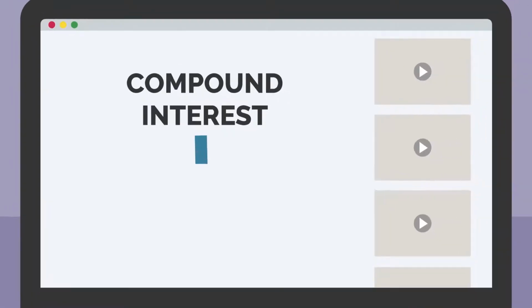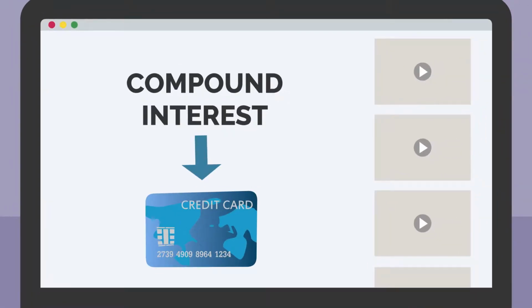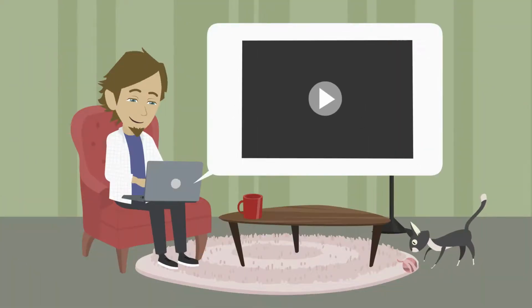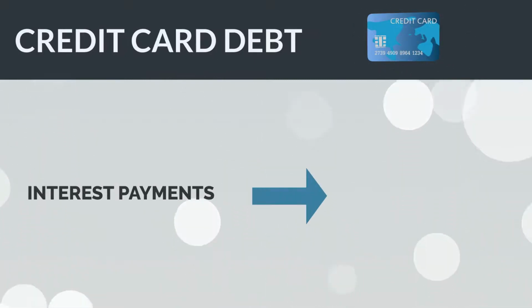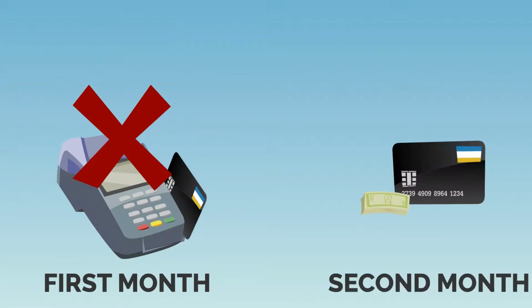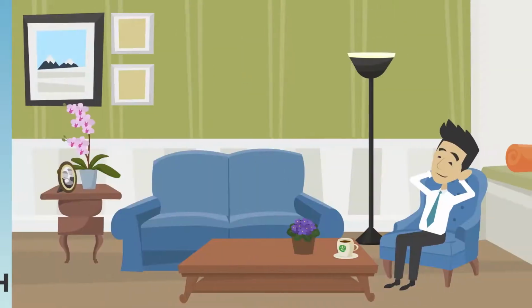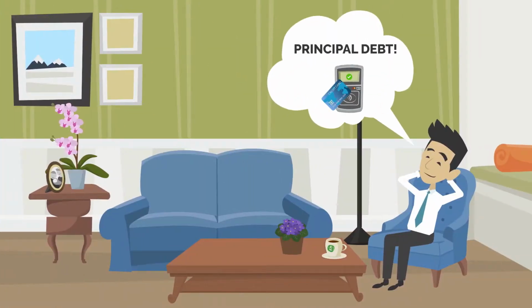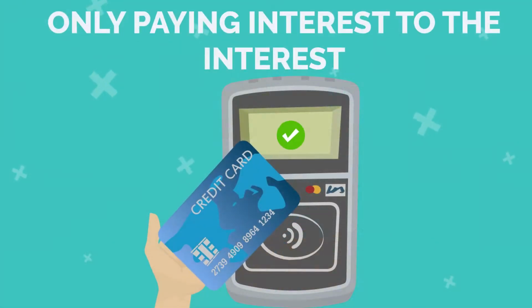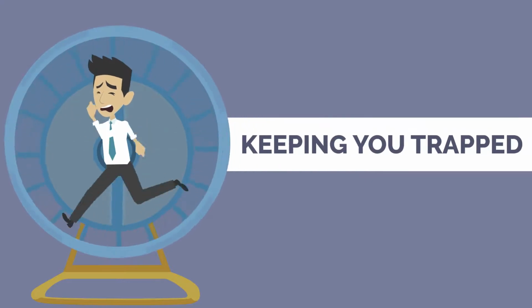As mentioned earlier in this video, compound interest also applies to credit cards. If you missed that part, go back and watch it again. In the case of credit card debt, the interest payments are also compounded. This means that credit card debt not paid off in the first month accumulates interest on that balance in the second month. Most people think that they are paying down their principal debt, when in fact they are paying the interest on the interest of their principal debt. This is why it takes so long to pay off credit card balances.